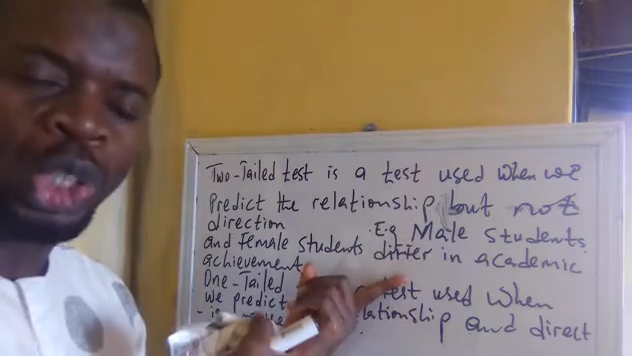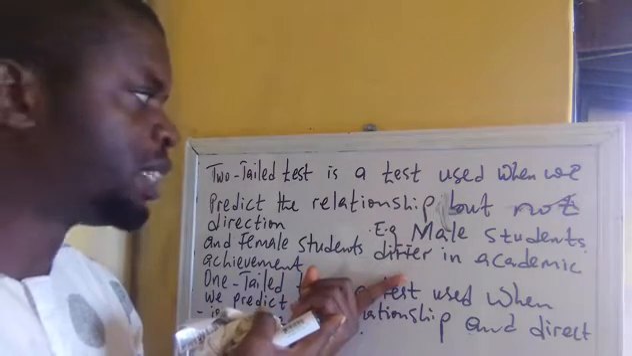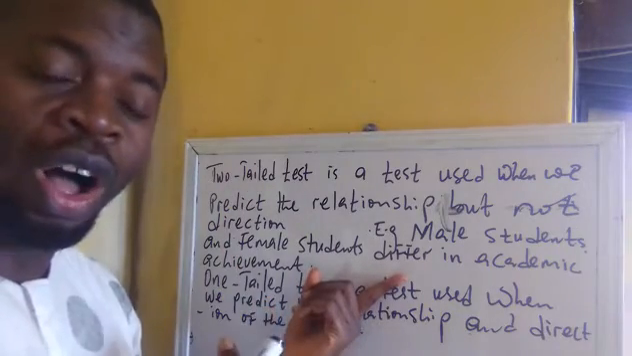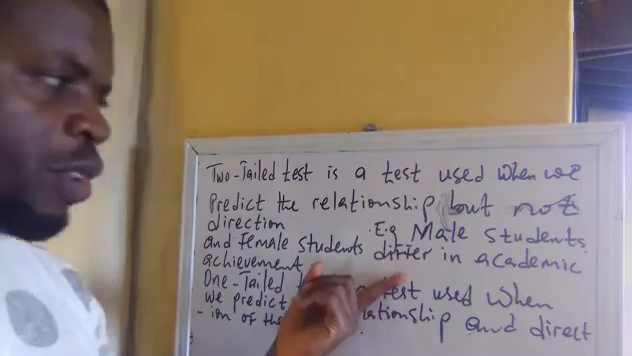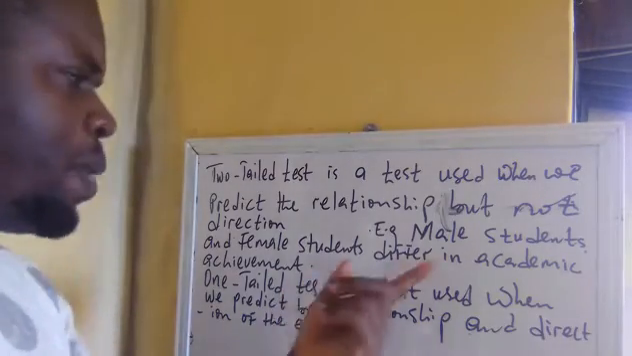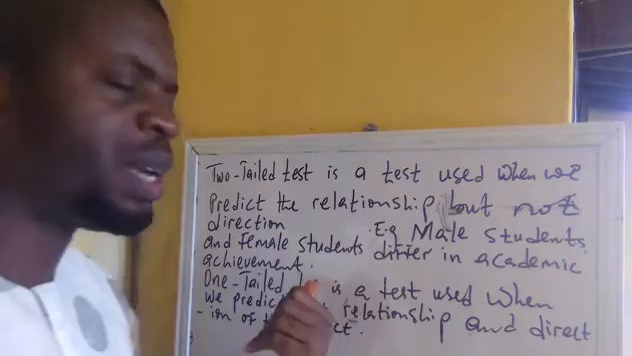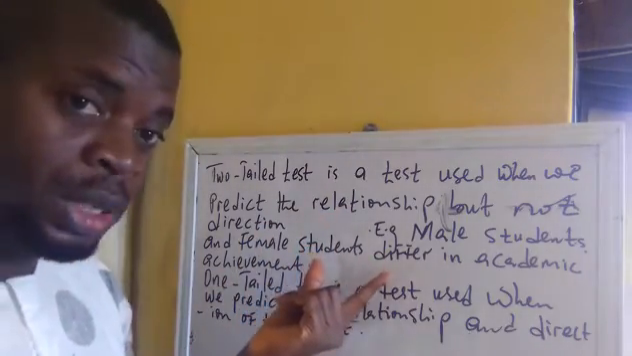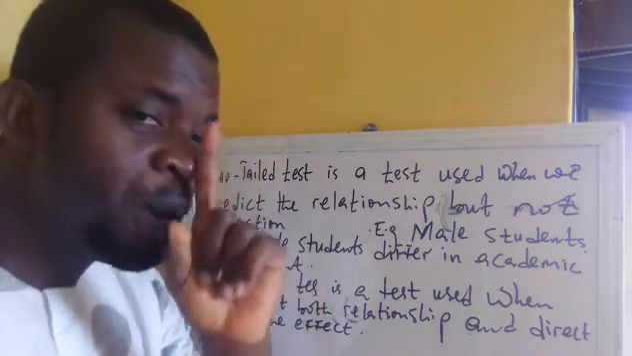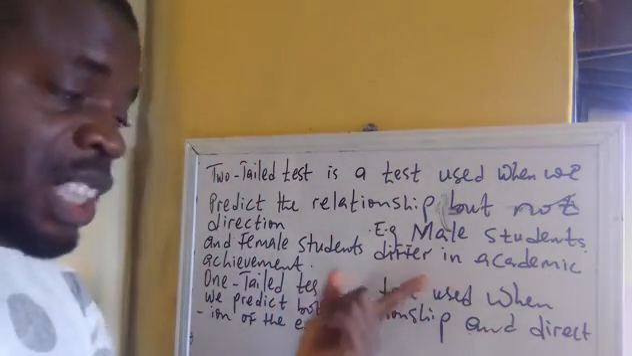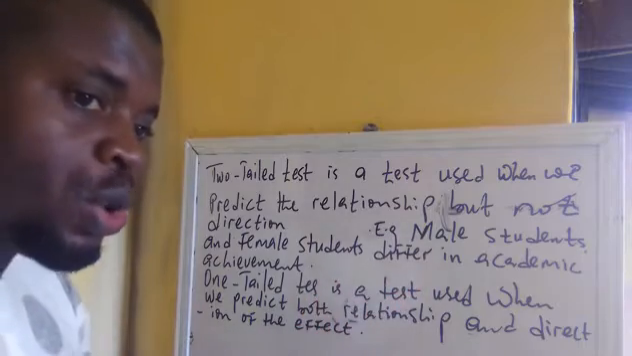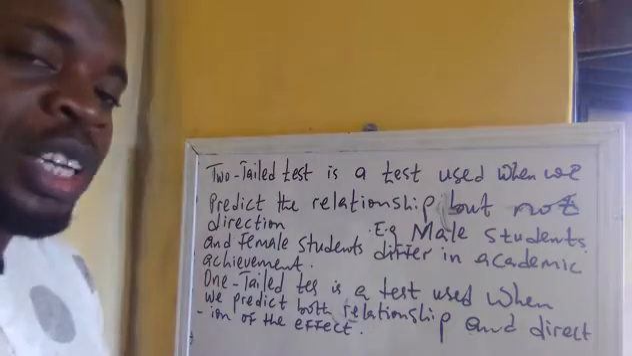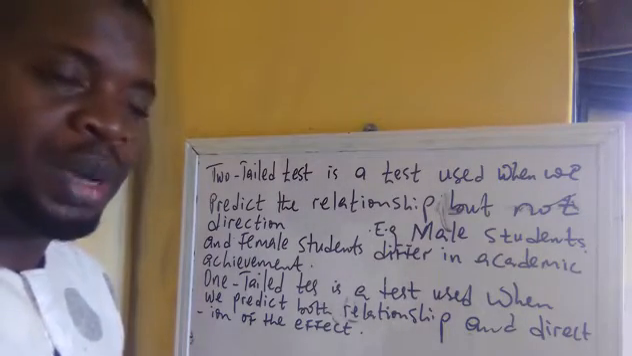Which way have I used to state this hypothesis? Is it difference or associational? Of course, it's difference. Male students and female students differ in academic achievement. I've shown that there is a difference, but I didn't put the direction. They are different indeed, but which one is better? Is it that male students are better than female students, or female students are better than male students?